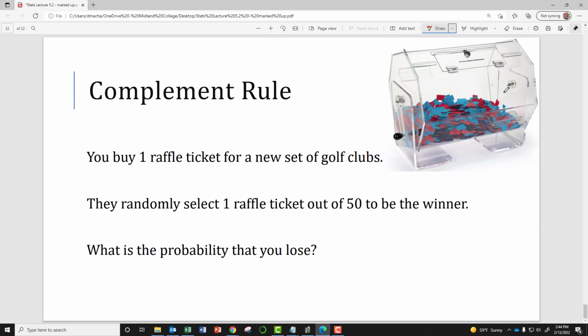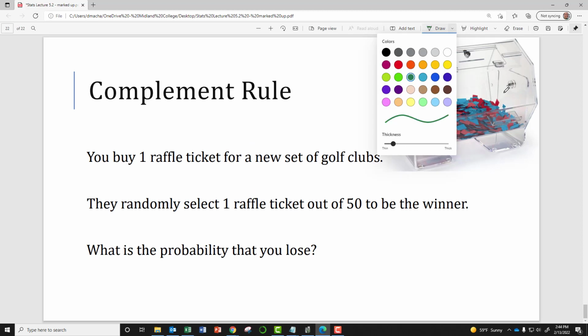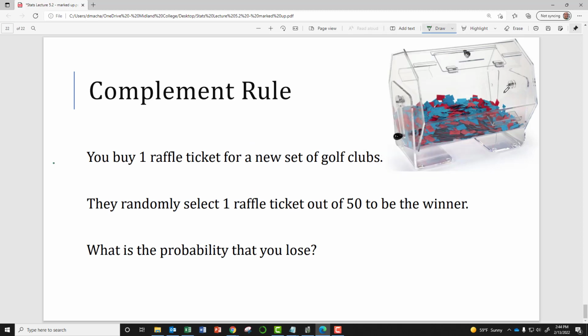Okay, so here's a goofy question. You buy one raffle ticket, and the raffle ticket is for a new set of golf clubs. They're going to randomly select one raffle ticket out of 50. So there's 50 total raffle tickets here in the tumbler. They're going to tumble them around randomly and then just, again, close their eyes, randomly select one raffle ticket. What's the probability that you're going to lose? Well, the probability that you're going to win, there's one way you can win if they pick out your ticket. There's 50 possible outcomes because there's 50 tickets they might choose. So the probability you're going to win is 1 out of 50, which is 0.02 or 2%.